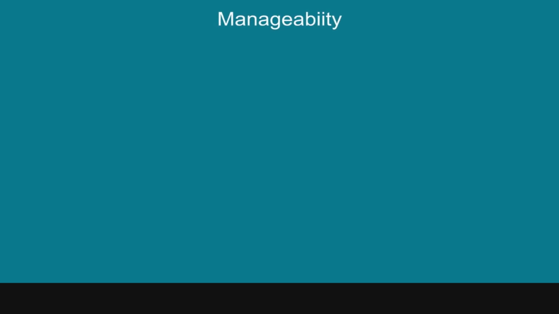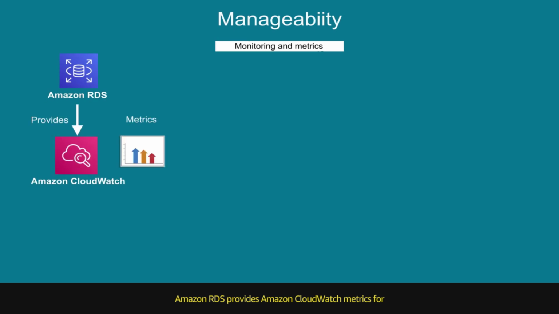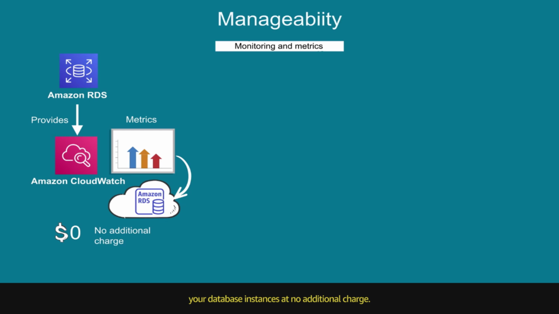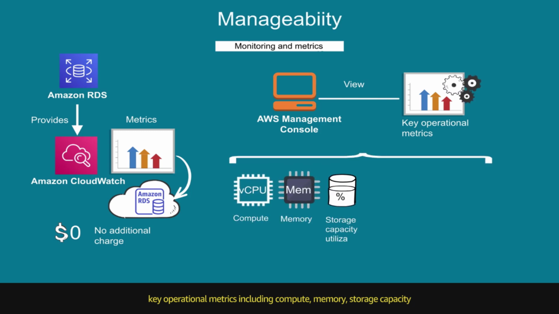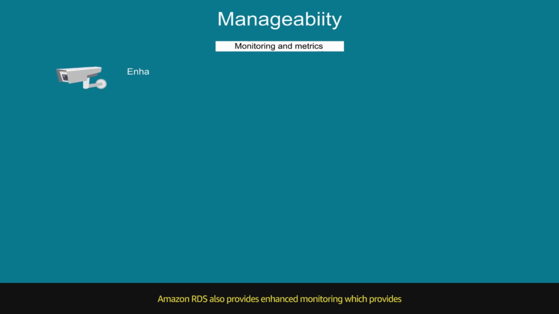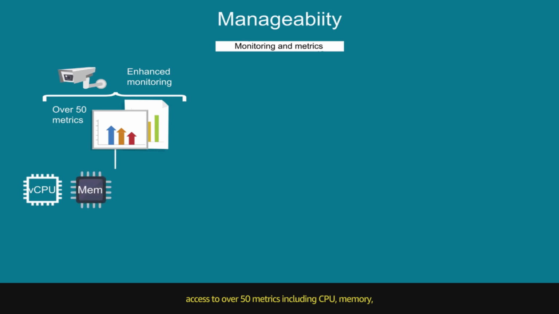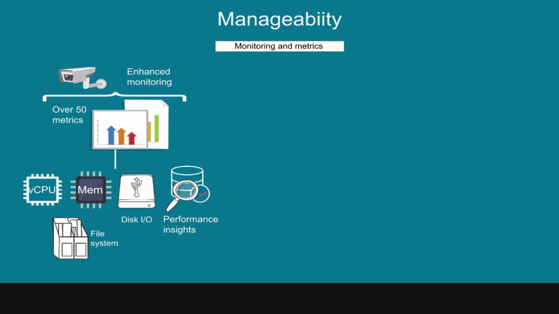Here are the Amazon RDS key features related to manageability. Monitoring and metrics. Amazon RDS provides Amazon CloudWatch metrics for your database instances at no additional charge. You can use the RDS Management Console to view key operational metrics, including compute, memory, storage capacity utilization, I/O activity, and instance connections. Amazon RDS also provides enhanced monitoring, which provides access to over 50 metrics, including CPU, memory, file system, and disk I/O metrics, as well as performance insights.